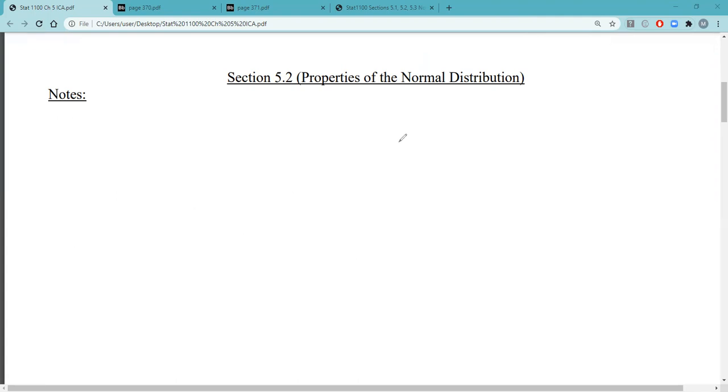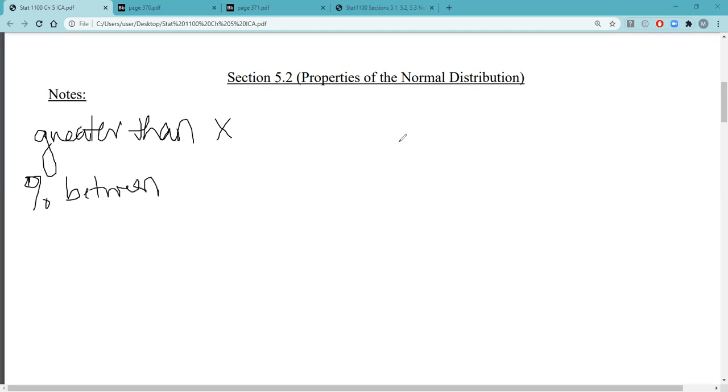And then we talked about area to the left of a z-score. What I want to talk about in this video is if we're looking for the percentage of data values that are greater than some given value, or percentage of data values between 2 given x's. So let's go ahead and start with greater than. I'm going to give an example here, and then we'll give a data set here, and then we're going to work through 2 examples using that data set.